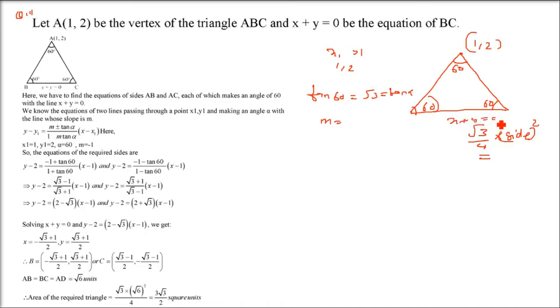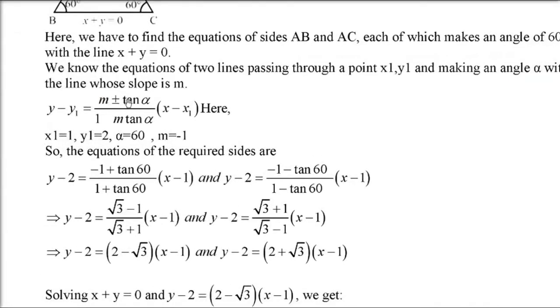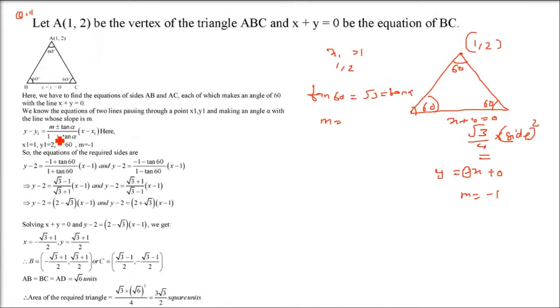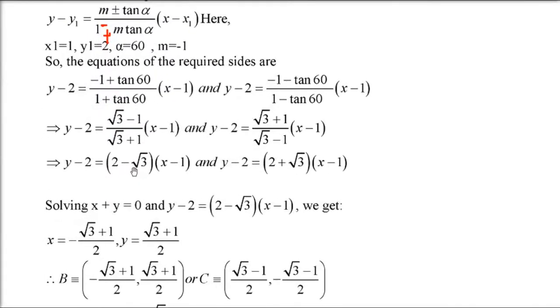What is the equation of the line? x + y = 0. So y equals minus x. So m is -1 here. So m is known, tan alpha is known, x1, y1 is also known. So just put in here. So you have all these, plus minus or minus plus. One time you will take plus minus, other time you will take minus plus. So just put values here. As I said, m is -1, tan 60 is root 3. So these are the two equations you are going to get.